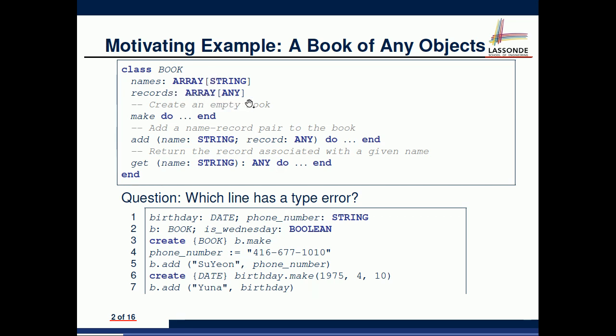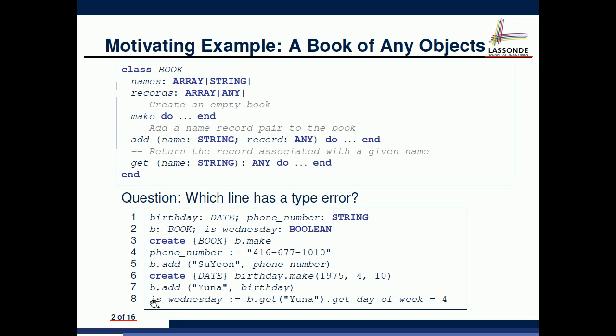And then, line number 8, we say isWednesday. Since Yuna's birthday has been put into the book, let's get Yuna's record, which should be a birthday. And let's assume the date class has the query getDayOfWeek. It can tell you either 1 for Sunday, 2 for Monday, 3 for Tuesday, etc. 4 will be whether it's a Wednesday or not. So now we have 8 lines of code. Should there be any compilation error?